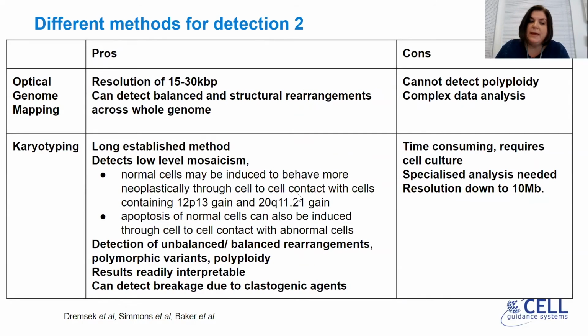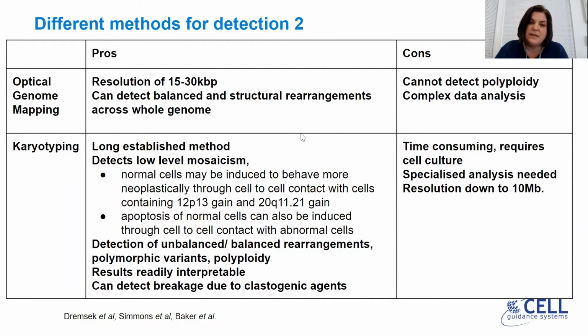Optical genome mapping is perhaps the newest technology. It has a resolution of just 15 to 30 kilobase pairs and can detect balanced and unbalanced structural rearrangements across the whole genome. The cons are that it cannot detect polyploidy, and it requires very complex data analysis.